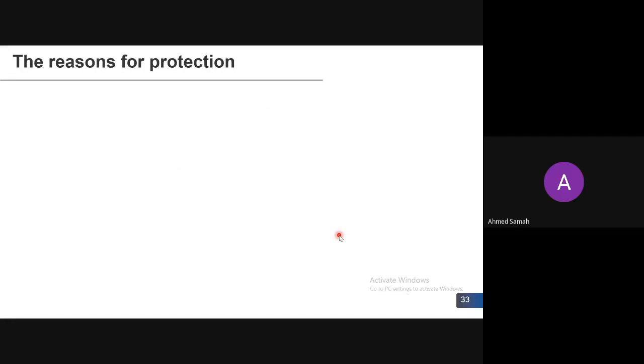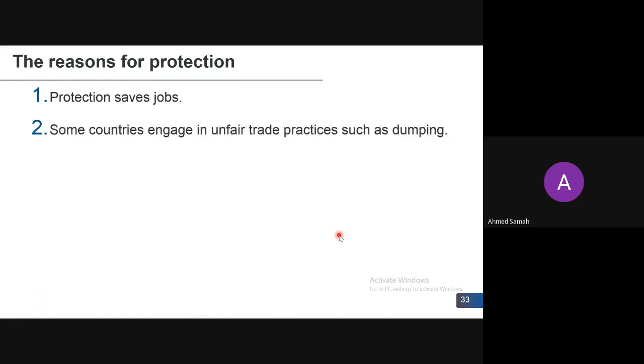So what are the reasons for these protections? It is said that it protects jobs. I will go into more detail on these in the upcoming slides. Some countries engage in unfair trade practices such as dumping, so measures are taken to protect local businesses.